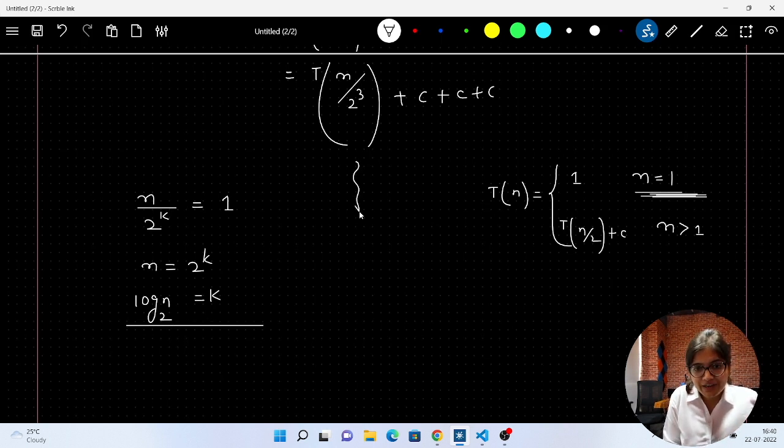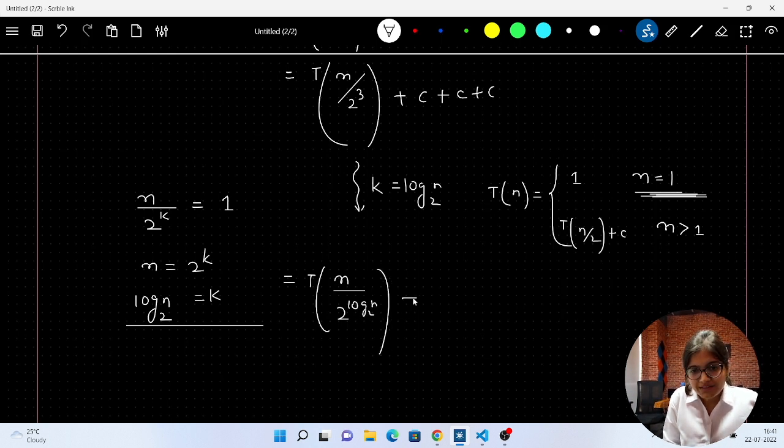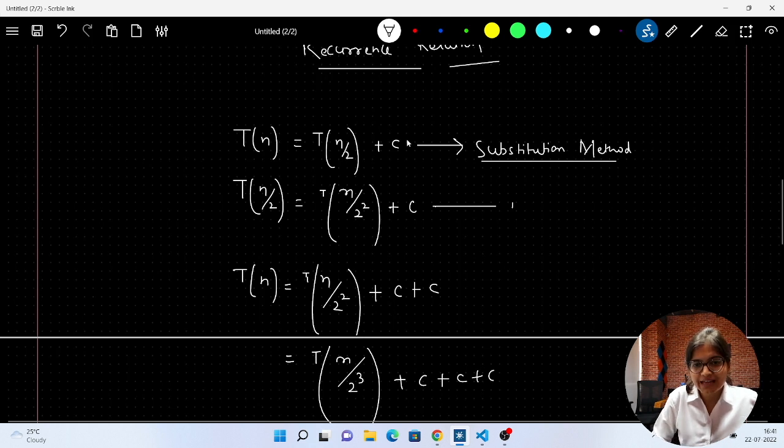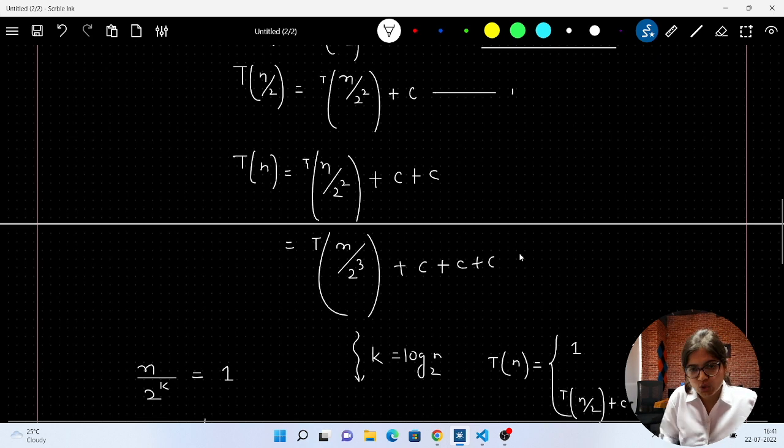It means that when you do the same thing k number of times, where k equals log of n base 2, you will get, by the substitution method, T(n/2 to the power log of n base 2) plus c repeated log of n base 2 times. Because when you are doing it for the first time, you have a single c. When you substitute for the second time, you have 2c.